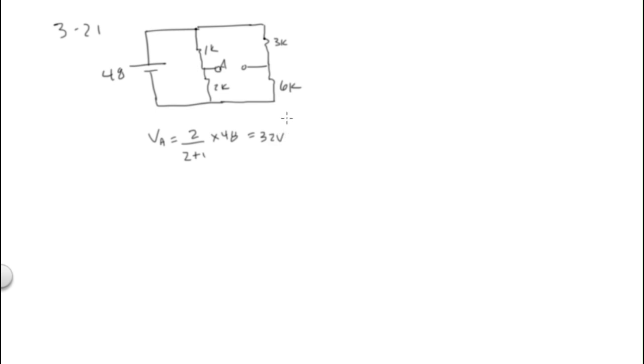And the voltage of the 6K is what? V at B is 6 over 6 plus 3 times 48, which is 2/3, so that is also 32 volts. Okay, what's the voltage between A and B? Well, it's 32 minus 32, or 0 volts. So that is the VAB. So now let's go to B.